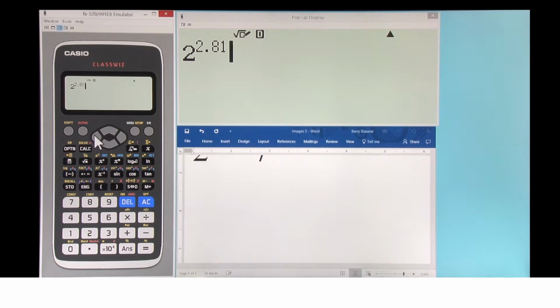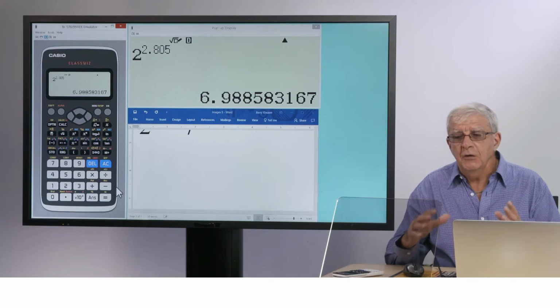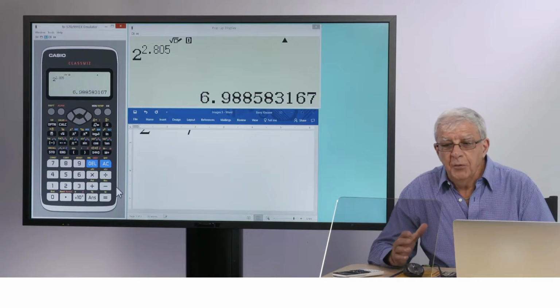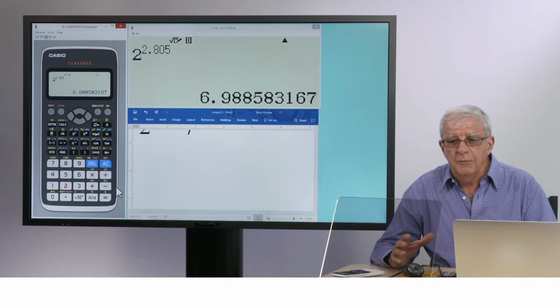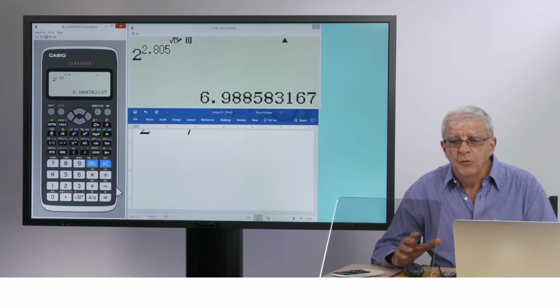Each time I'm moving the cursor up here, changing the value. Let's say this one, 2.805. That's a little bit too small. You can see the idea. This sort of process can be quite efficient for some equations and is reinforcing both the idea of the equation and also the sizes of the numbers.